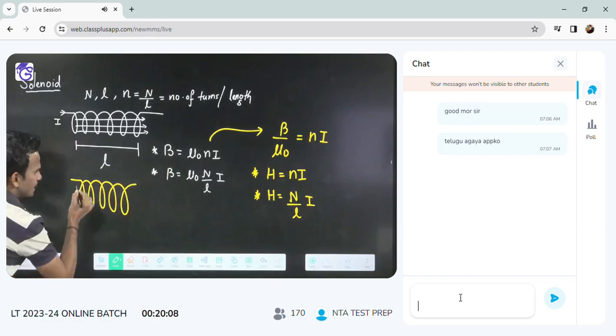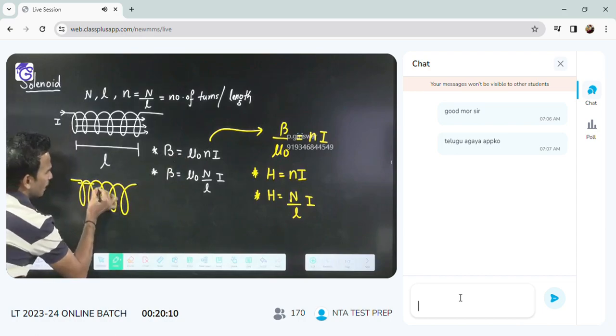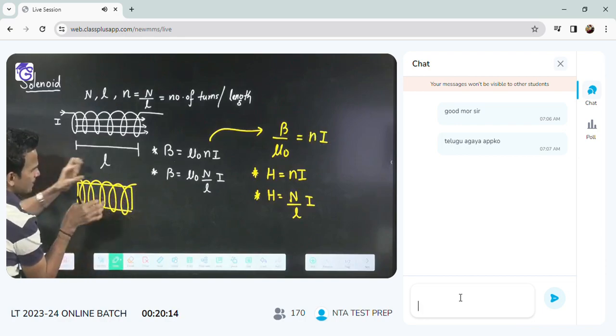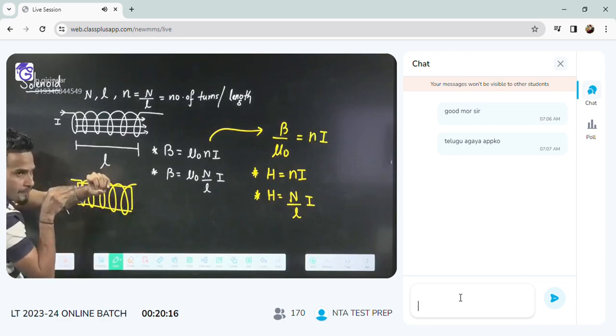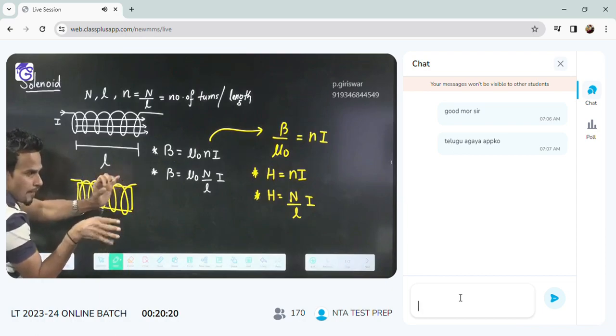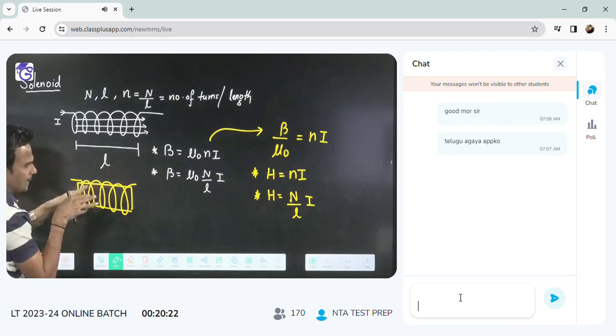Some say, sir, inside the solenoid, if I put some other medium in the core. This is known as the core of the solenoid. Generally not asked, but I'm just giving you an idea. If they ask you, in the core of the solenoid, if some material is there, some ferromagnetic material is there.